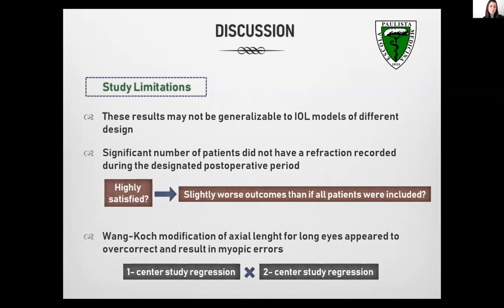And the Wang-Koch modification of axial length for long eyes appears to overcorrect and result in myopic errors in this study. But as they used the single-center study regression modification, they suspected that if they had used the multicenter study regression, the overcorrection might have been slightly less. Like they say, the single-center study regression is a more aggressive modification. So they suggest further exploration in further studies about this.